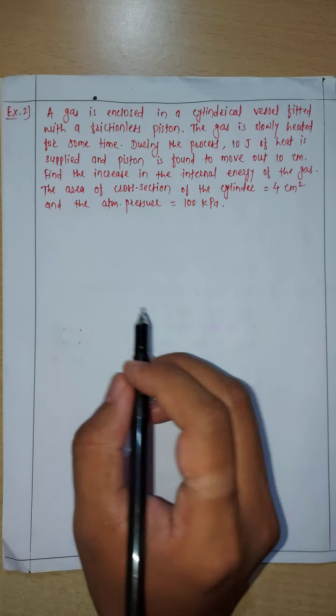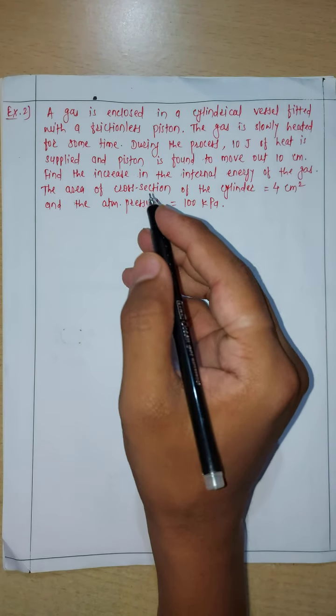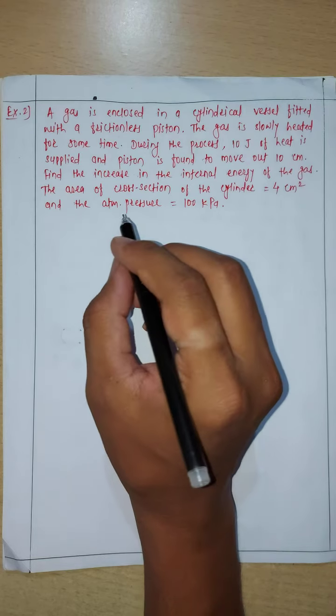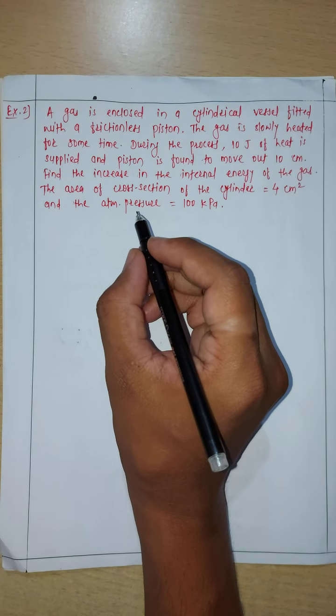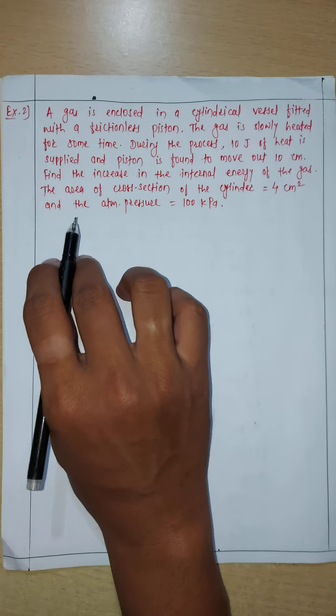In the last video, we have sorted out our first numerical on the basis of the internal energy of a thermodynamic system. Now, in this second example, we are going to solve here.